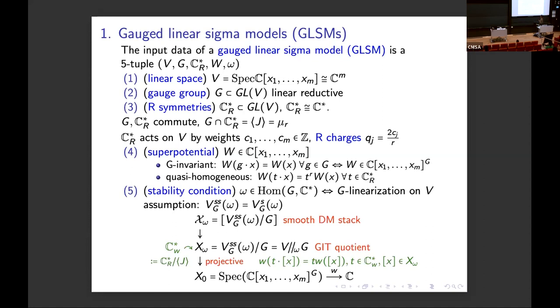And this W, because it's G invariant, is just a function on this X zero, and we can pull it back to X omega and curly X omega, and we will denote it all by W. Moreover, later we will actually vary this stability condition, but we will always denote the pullback of this superpotential by W. That's the basic geometry, so it's simple.